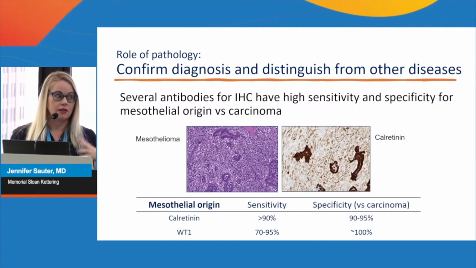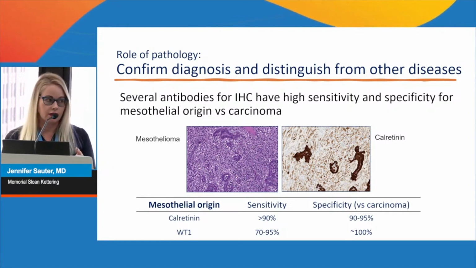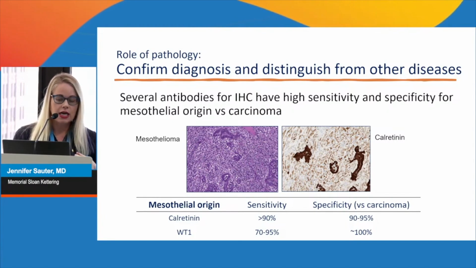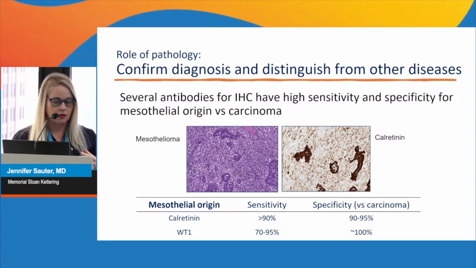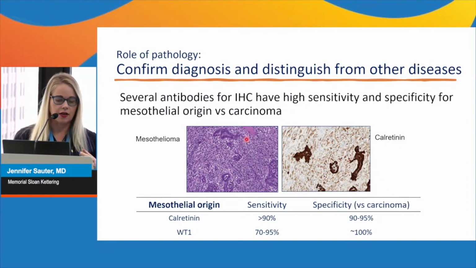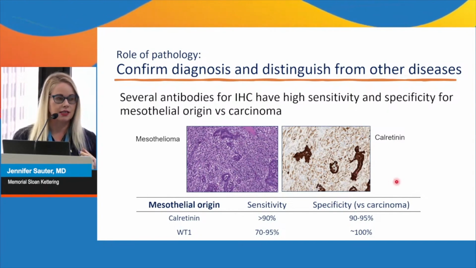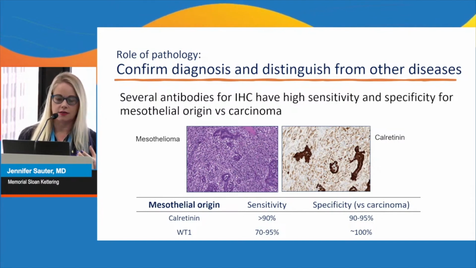Mesothelial origin versus carcinoma. So two antibodies that we use very frequently, I'm sure you've heard of them, are calretinin and WT1. They both are mesothelial markers. They're very sensitive for mesothelial origin. Calretinin, here's an example of a mesothelioma with positive calretinin staining, which you can tell it's positive because you see the brown color in the tumor cells.